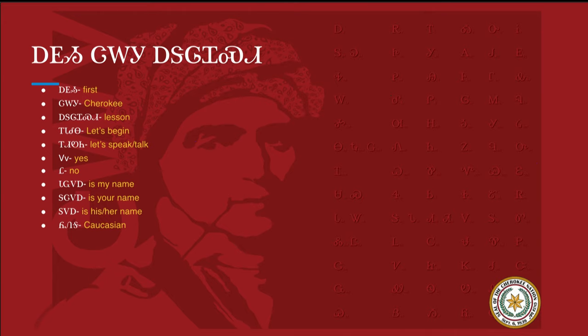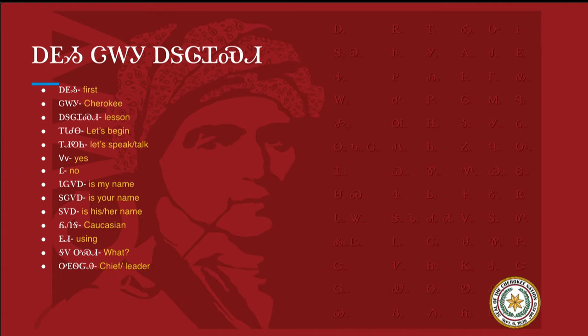Yonega. Yonega is Caucasian or English or white, you might say. Gante means using. So Yonega Gante means using English. Chalagi Gante means using Cherokee, right? Our question word for today was gata usti. Gata usti means what?